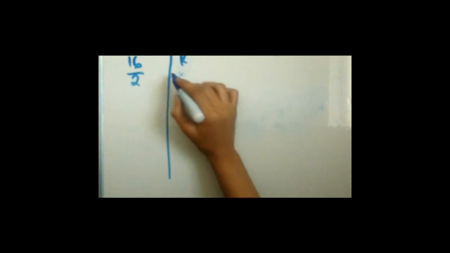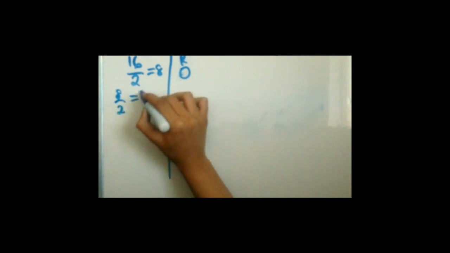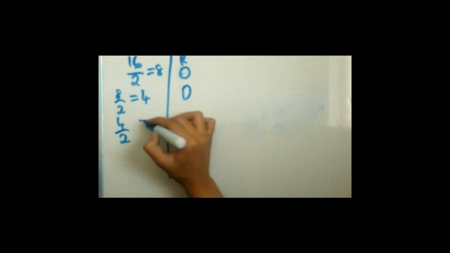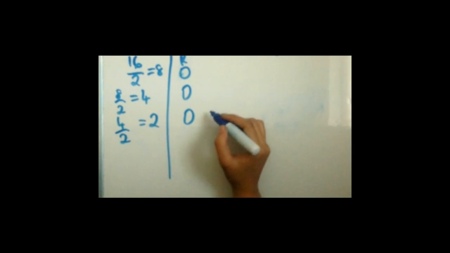16 divided by 2 would give you 8. No remainders, so we put in 0. 8 divided by 2 gives you 4. Once again, no remainders, 0. 4 divided by 2 gives you 2. Once again, no remainders. It's getting a bit boring now. 2 divided by 2 is equal to 1. No remainders.